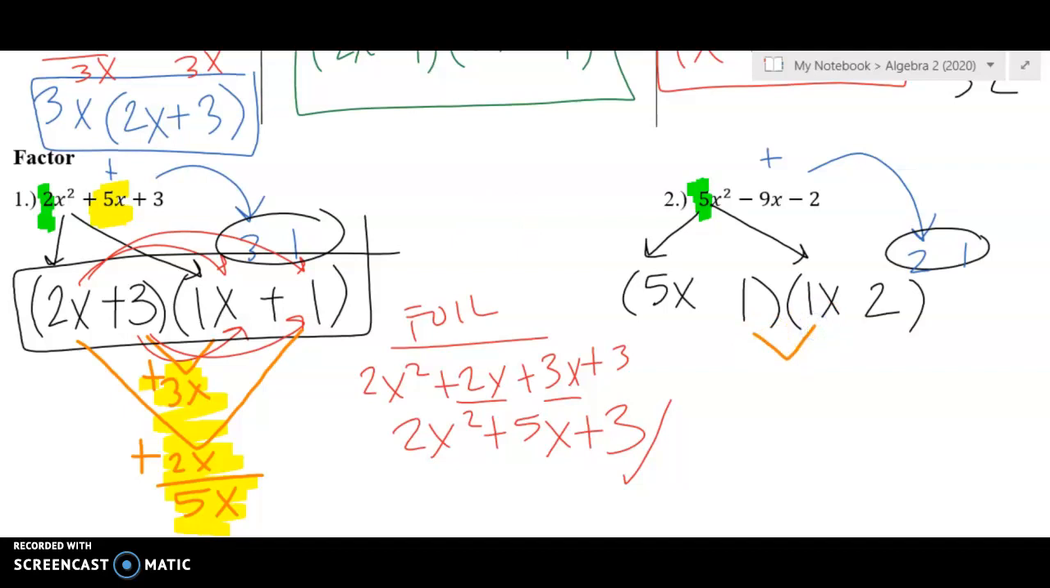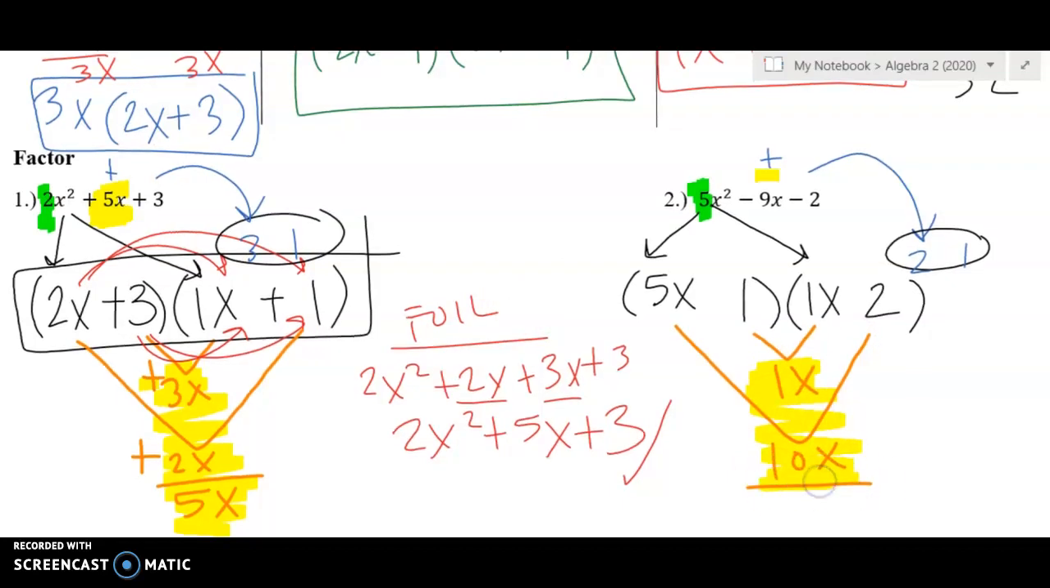And then let's see what happens here. I'm going to multiply the inside. 1 times 1x is 1x. There we go. And then 5x times 2 is 10x. I need to see how I can combine these orange pieces to get the 9x that I want, or the negative 9x that I want. If the 1x is positive and the 10x is negative, that's going to get me what I want.